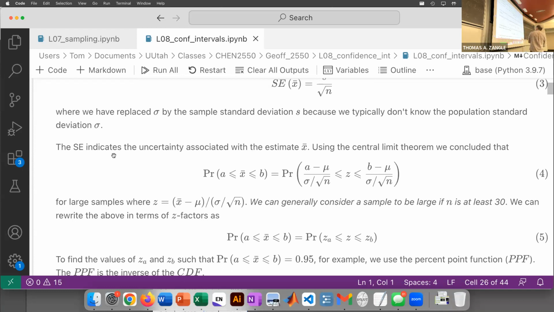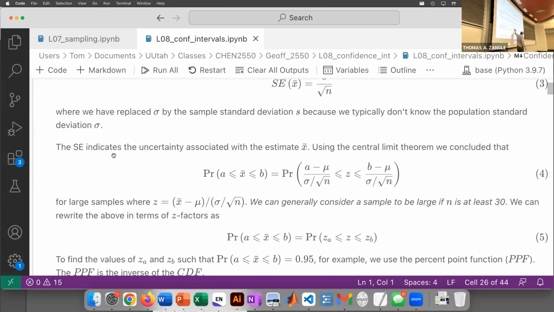And so we can think of the standard error as telling us something about the uncertainty in our average. I sampled 10 students, and there's some uncertainty in how well I know the true population average. So I can take more samples. I can increase n in order to decrease my uncertainty, decrease my standard error, and get a more certain value.